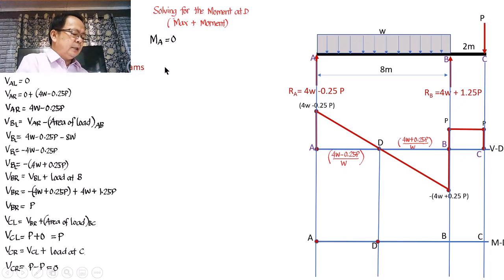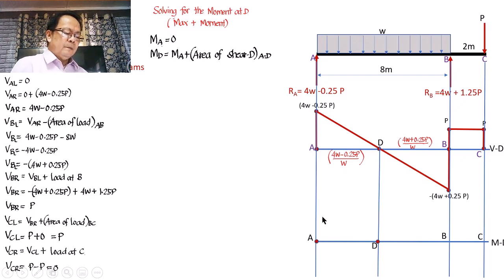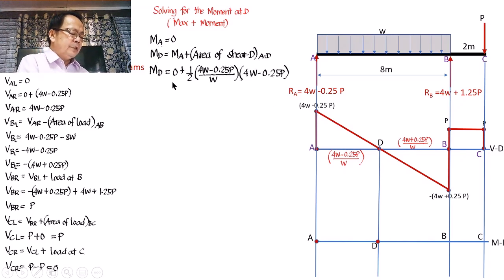Yung moment at D natin will be equal sa moment at A plus yung area of the shear between A and D. Itong moment dito plus itong area nito. Itong nakikita nating area dito. Okay? And to solve for the area of this one, so we have a triangle having this base and that as the height. Sa makatuwid, yung ating moment at D will be 0 plus 1/2 of the base multiplied by the height. And since base is equal to 4W minus 0.25P over W.